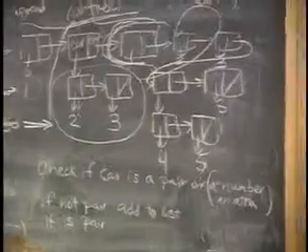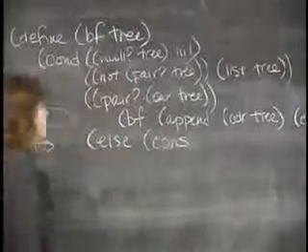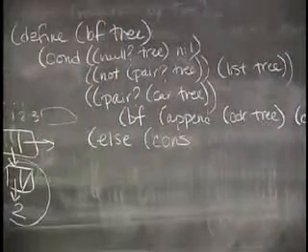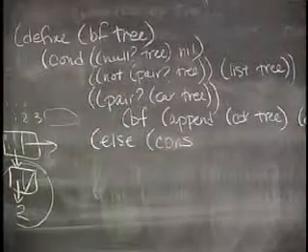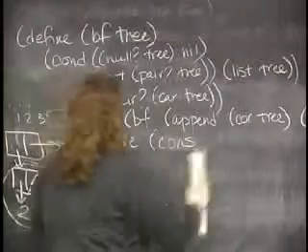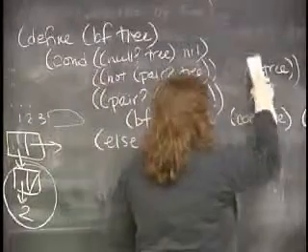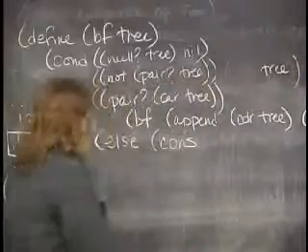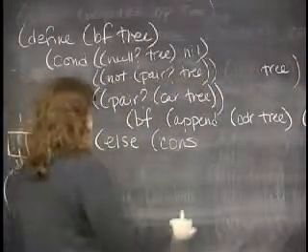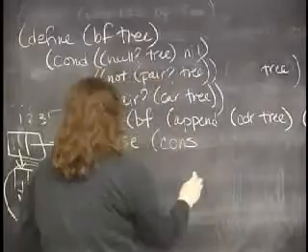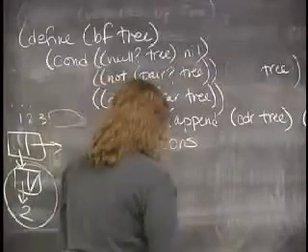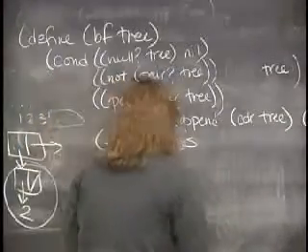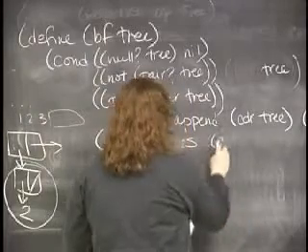Cons the car of the tree onto the cdr of the tree. I actually wrote this on the handout with append. So now we're going to cons what to what? The car of the tree onto the cdr of the tree.